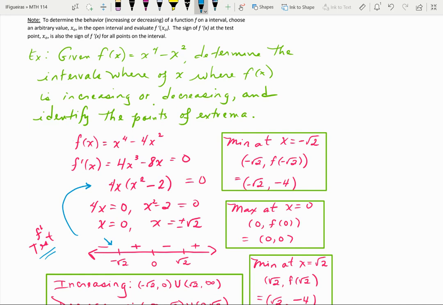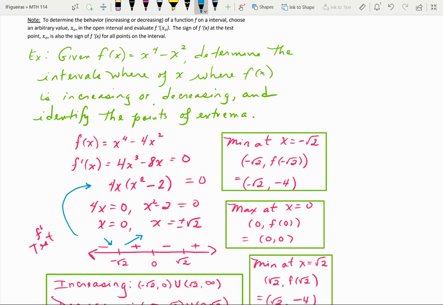Then I pick a number between -√2 and 0. -1 is a good choice. Again, plug it into your first derivative. That'll give you a negative and a negative. Two negatives make a positive. Positive means that the function is increasing.